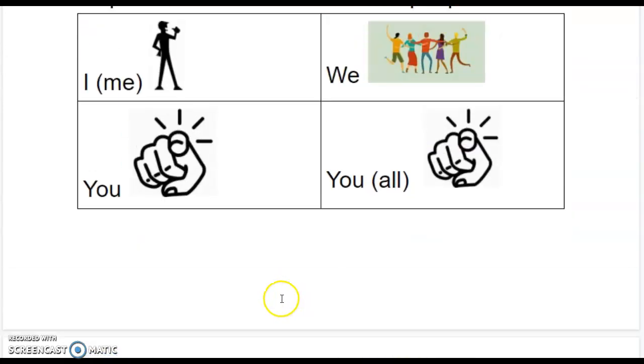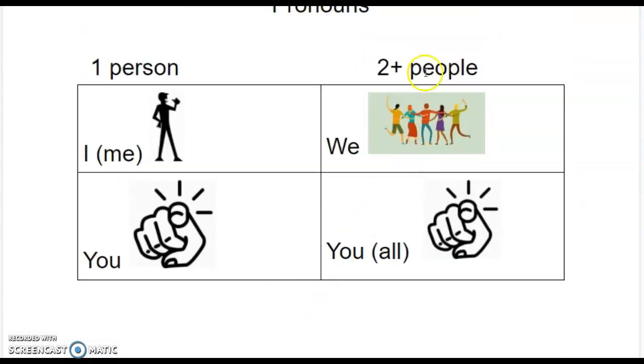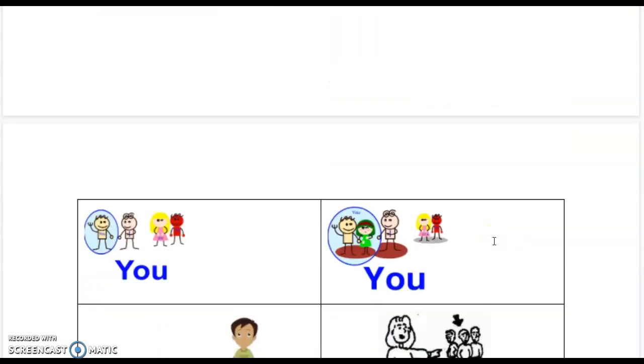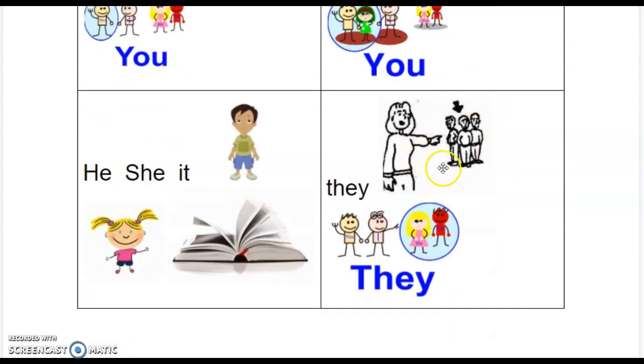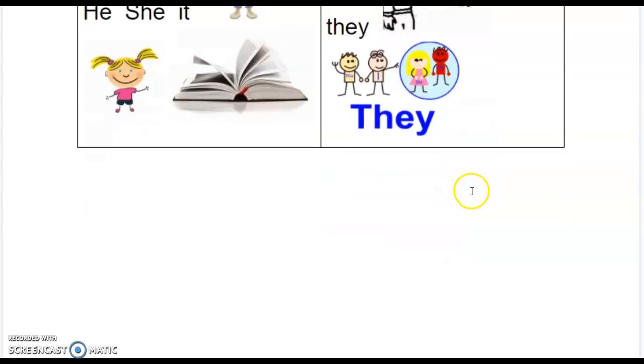If you have more than two people, if I am included, we would say we. Or you could be more than two people. So this is me and this is you. Or they. So this is you and I or me, and they are over there. There's 1, 2, or 1, 2, 3.